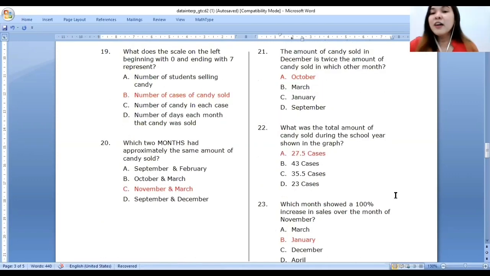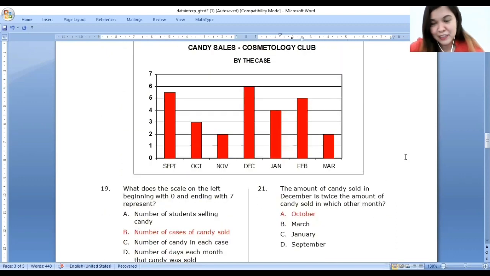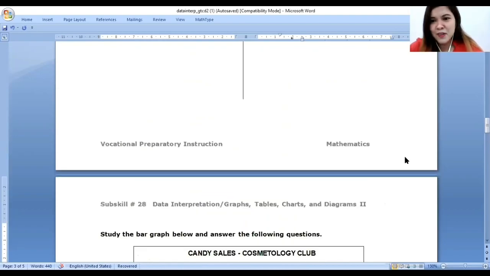That's it. So, I hope you understood now the concepts of data interpretation in real-life situation. It also appears in different comprehensive exams like civil service. Pero mas higher dito. Or more likely ganito, it's just, you would just use your common sense.